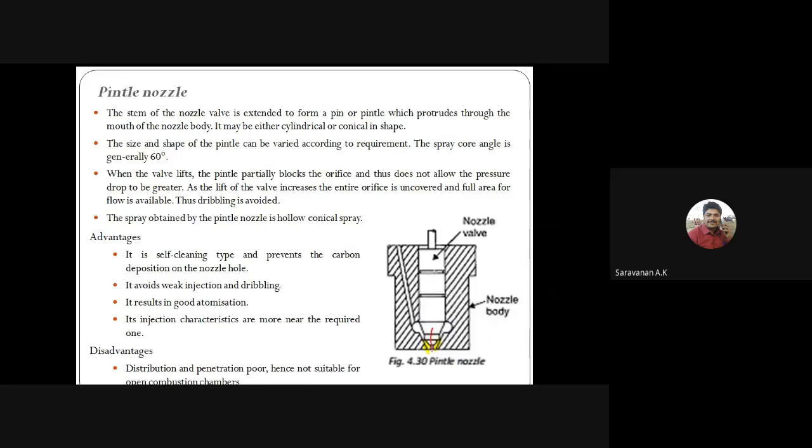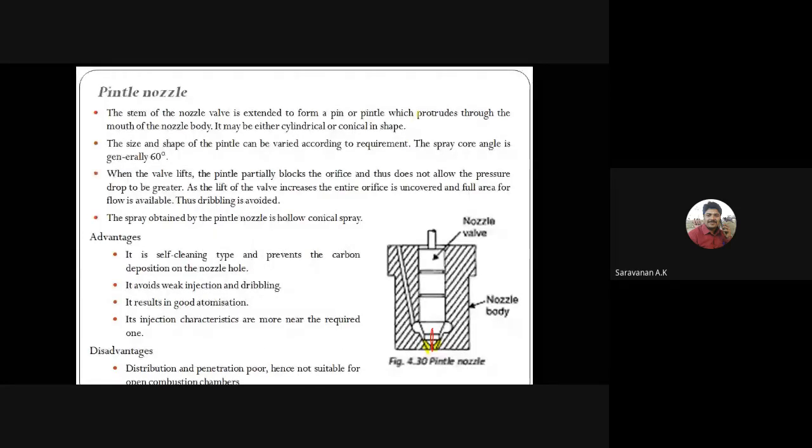The nozzle and the nozzle body will have some gap, and that extra protrusion will be there. That extra protrusion is called the spindle. Its shape may be cylindrical or conical. In this diagram we can see it is the conical one, a conical-shaped spindle.